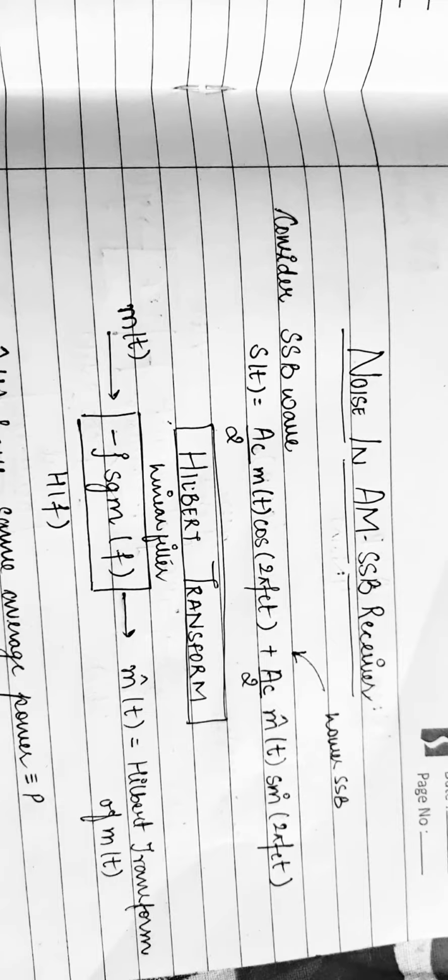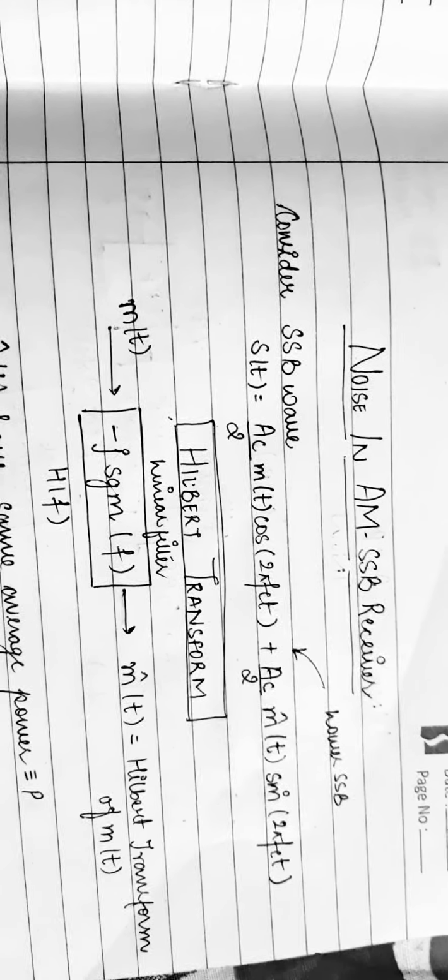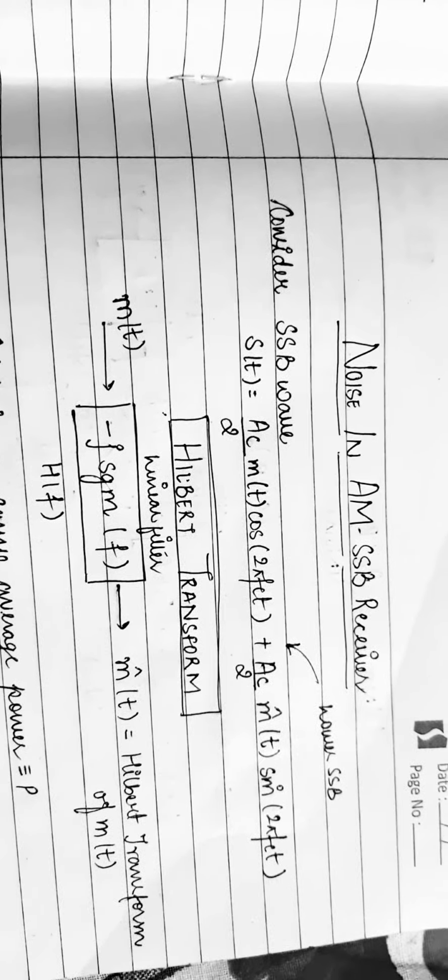Now here, if we consider an SSB wave, that is s(t) = (Ac/2) m(t) cos 2πfct + (Ac/2) m^(t) sin 2πfct. Here the first term is called the in-phase component, while the second term is represented as the quadrature component. So here the plus sign represents that the lower SSB is retained while the carrier component is filtered out.